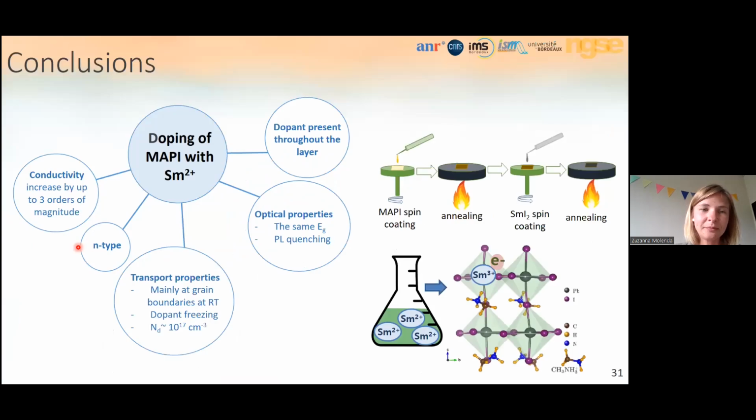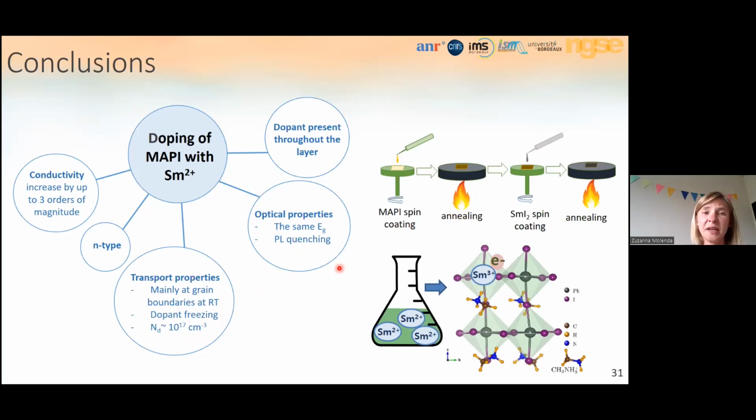So, conclusions. I developed a method to dope substitutionally MAPI thin film using metastable ions, which results in N-type doping. This led to a conductivity increase by around 3 orders of magnitude. And the dopant is present all throughout the layers. Bandgap didn't change, and also photoluminescence quenching was observed. When it comes to transport properties, at room temperature, transport mainly occurs at grain boundaries. And the ionized dopant concentration at room temperature is around 10 to the power of 17 per centimeter cube.